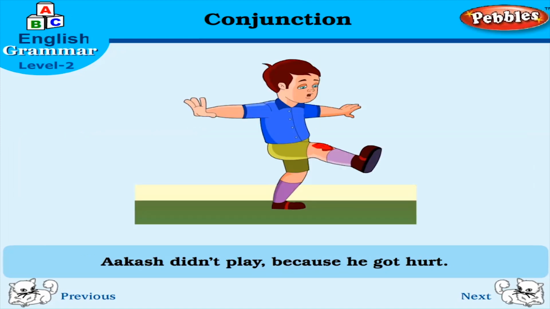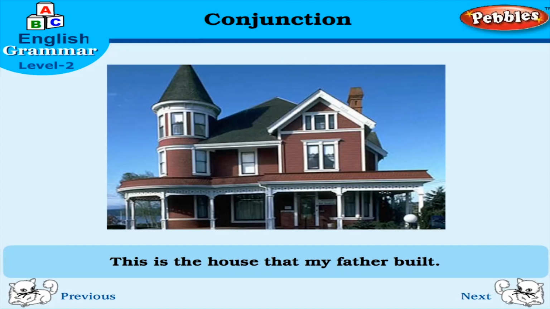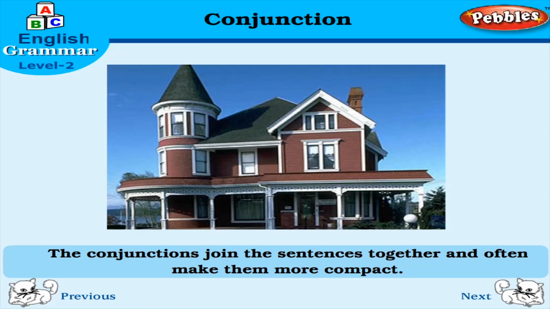Akash didn't play because he got hurt. Because is used as conjunction here and makes a complete sentence. Can you identify the conjunction word in this sentence? This is the house that my father built. Yes, in this sentence, that joins the parts of the sentence. That's right. The conjunctions join the sentences together and often make them more compact.